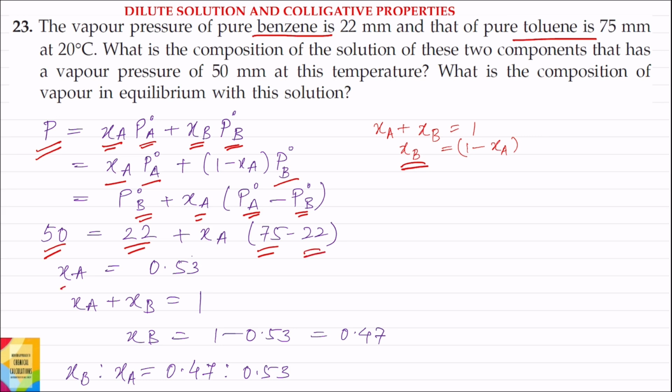Solving, we get the mole fraction of toluene in the solution as 0.53. Now we know that mole fraction of toluene plus mole fraction of benzene is equal to 1. Therefore, mole fraction of benzene in the solution will be equal to 1 minus mole fraction of toluene and this is equal to 0.47. So, mole fraction of benzene in the solution is 0.47. Therefore, the ratio of mole fraction of benzene in the solution is to mole fraction of toluene in the solution is equal to 0.47 is to 0.53.